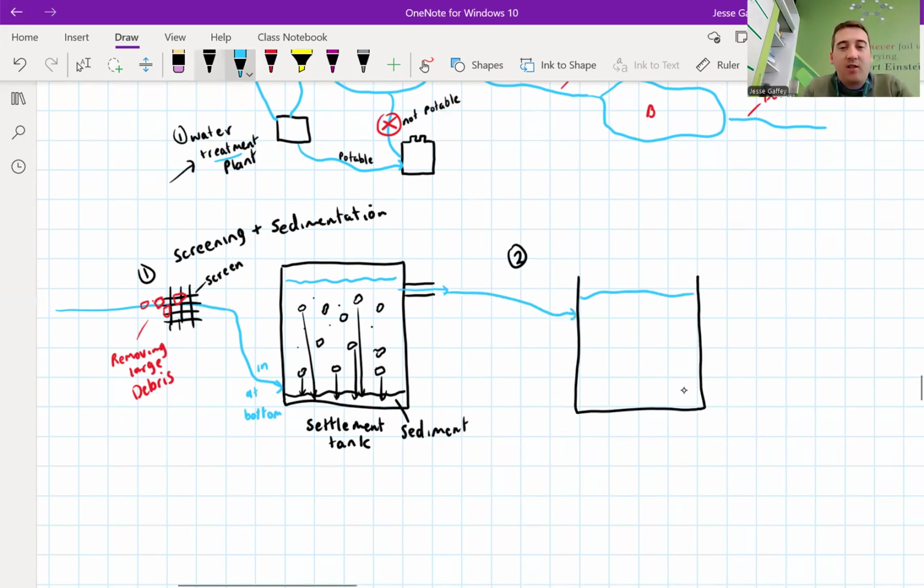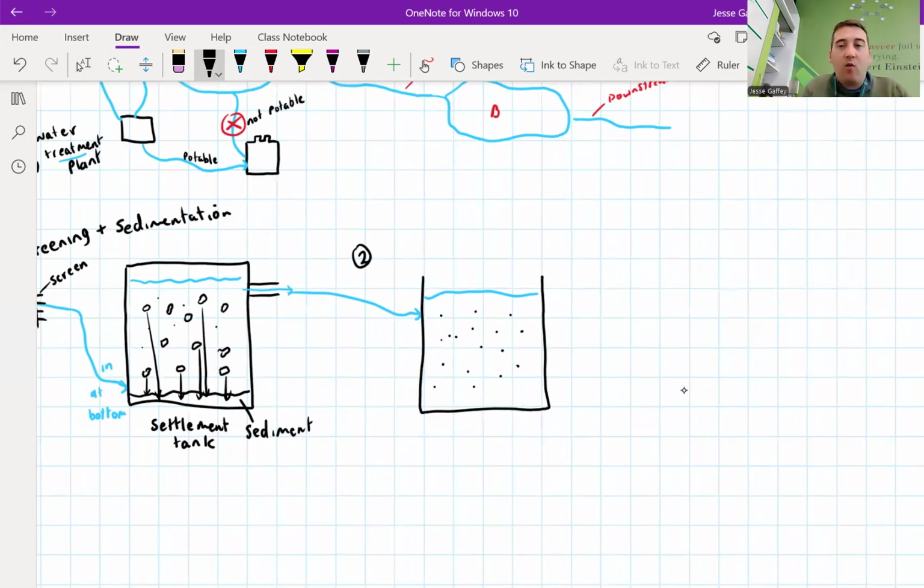Now, the thing about it is, though, we still have these smaller pieces of sediment floating in the water. These are the ones that weren't able to sink in the big settlement tank. First of all, mainly because they're too light. They're not heavy enough to sink. So these are still sitting suspended in the water. So these need a little bit of help in order to sink.